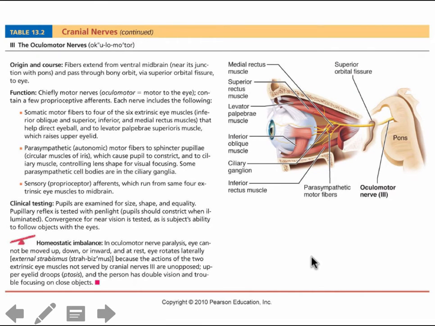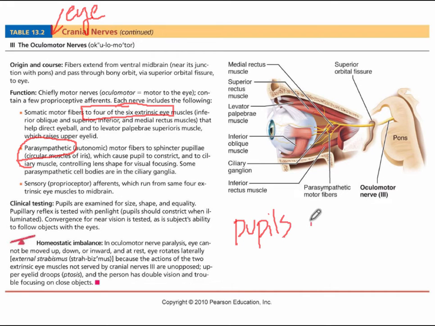Cranial nerve number three is called the oculomotor nerve. And ocular means eye, obviously, and motor means muscle. So in this case, this is going to be primarily a motor nerve. What's important to know about it is that it is going to control four of the six extrinsic eye muscles, and we'll be learning more about that in the special senses chapter. But it also has some parasympathetic nerves, so remember rest and digest. In this case, it's actually going to control the iris, so it will cause the pupils to constrict. And the pupils are going to constrict when we're relaxing. So that should make a lot of sense to you, hopefully.